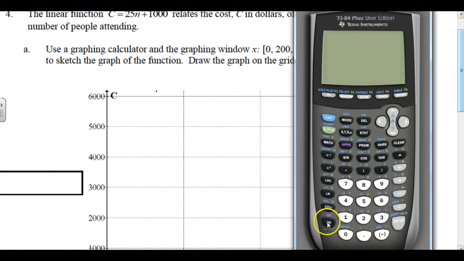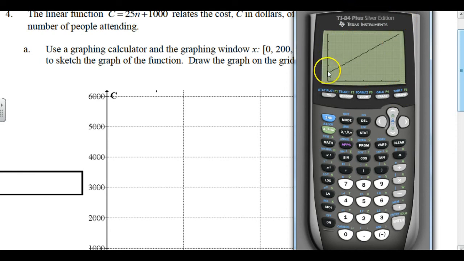Okay, so let's get out a calculator. Turn it on. Let's clear that. So we're going to set the window: x from 0 to 200 by 50s, and y from 0 to 6,000 by 1,000s. Ideally, you want to match your window to what you're going to see if you're given a graph. We can't graph c equals, we have to graph y equals, so 25x plus 1,000, and then hit graph. So there's our graph.